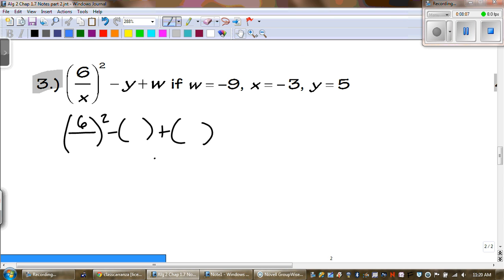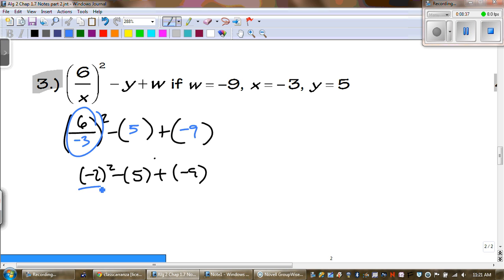Every time I substitute, I'm going to plug in, put them in the parentheses. W is -9. Okay? So the first thing we're going to do is to simplify, and we can actually simplify inside the parentheses. 6 divided by -3 is -2 squared. Okay, we just did -2 squared because we're doing the exponents now. That gives us 4.